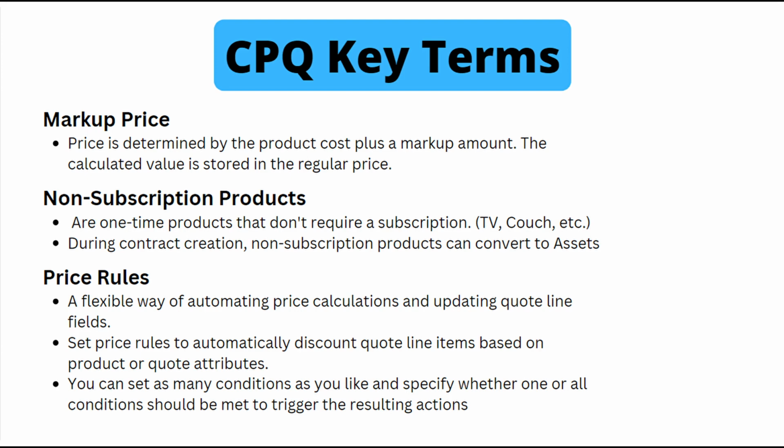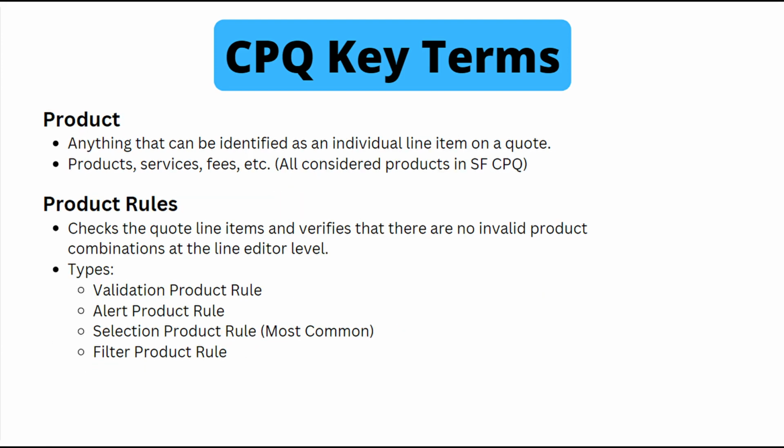Next is price rules. Price rules offer a flexible way of automating pricing calculations and updating quote line fields. You can set price rules to automatically discount quote line items based on product or quote attributes. You can set as many conditions as you'd like and specify whether one or all the conditions should be met to trigger the resulting actions. Next, we have products. Products are anything that can be identified as an individual line item on a quote. Products, services, fees, all are considered products in Salesforce CPQ.